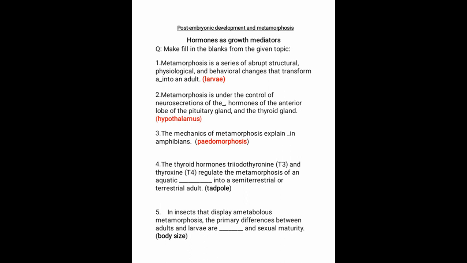The answer is larva. Second one: metamorphosis is under the control of neurosecretions, the hormones of the anterior lobe of the pituitary gland and the thyroid gland. Neurosecretory cells of the hypothalamus. The answer is hypothalamus.